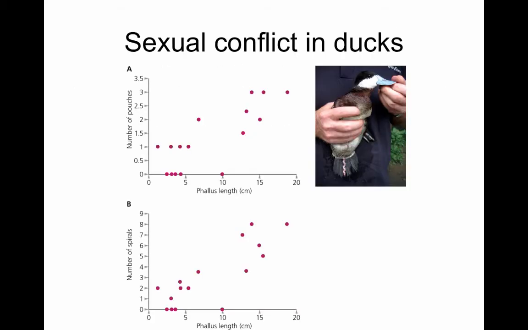physiological effects on them. So a really striking example is in ducks, where there's a lot of evolution of both phallus length in male ducks and spirals in female reproductive tracts, and a lot of competition, a lot of conflict among the sexes over reproduction, and females of many ducks are truly harassed by males.